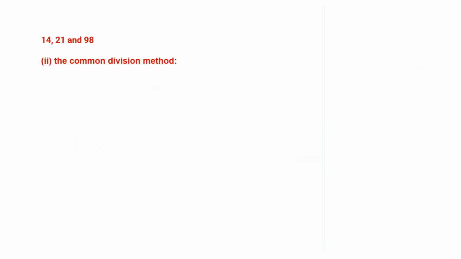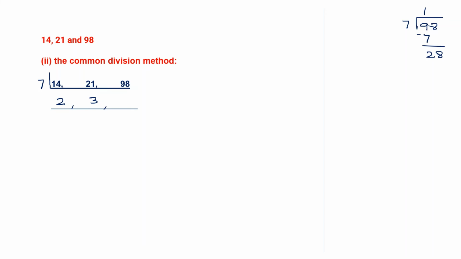Now let's do the next method, the common division method. So once again we take the numbers. Now we are going to divide all three numbers with a prime number. So shall we take 7? 7 is a prime number. Now 7 twos are 14, 7 threes are 21. Now here we can divide 98 by 7. You can do that division here to find out. 7 ones are 7, 9 minus 7 is 2. I bring down 8. 28. 7 fours are 28. So my number there is 14.